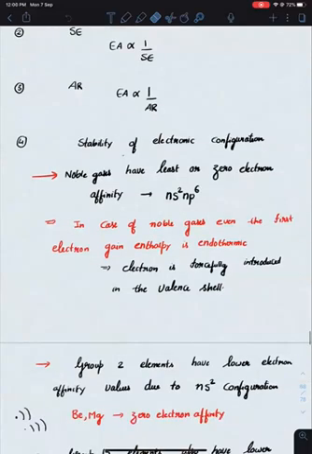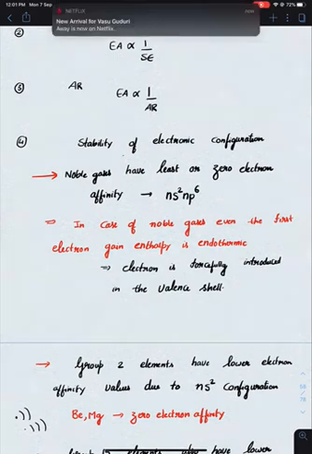Stability of the configuration: you need to focus on three groups, group 18, group 15 and group 2. Group 18 has noble gas configuration or completely filled shell. So if you want to disturb that particular configuration, you need to put some energy. Okay. Even the first electron gain enthalpy of group 18 elements is positive or endothermic. Okay.